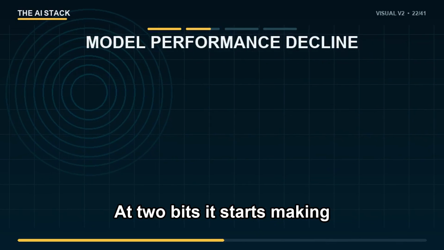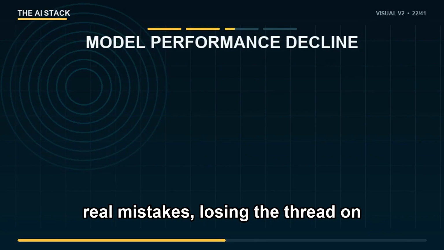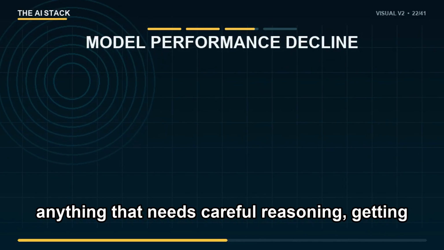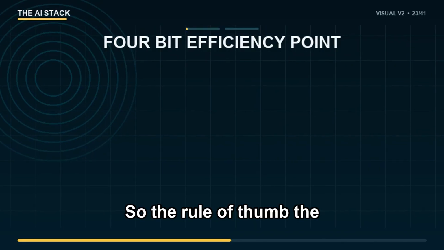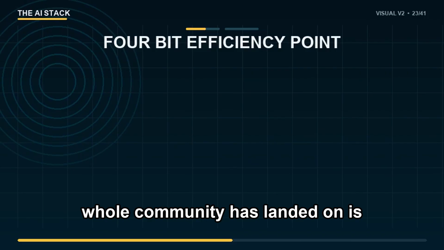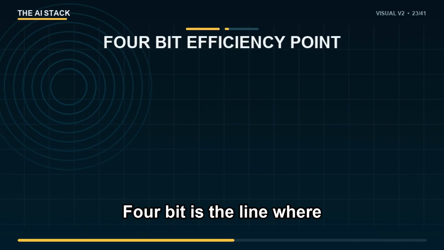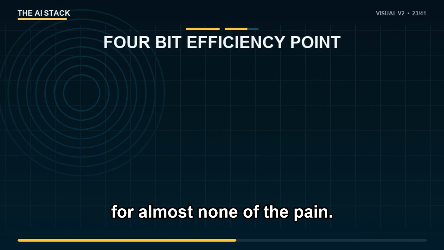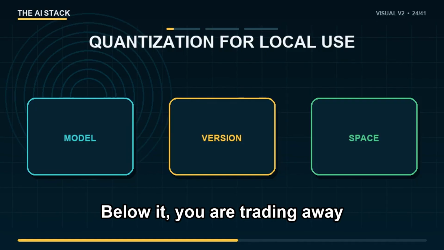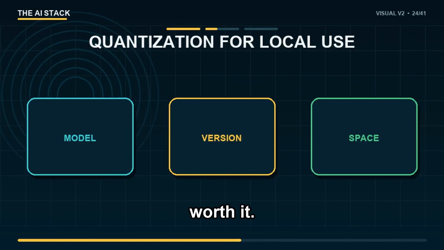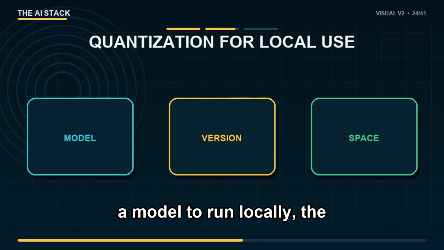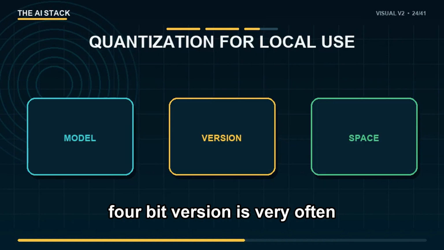At 2 bits, it starts making real mistakes, losing the thread on anything that needs careful reasoning, getting facts wrong, becoming visibly less sharp. So the rule of thumb the whole community has landed on is simple. 4-bit is the line where you get almost all the savings for almost none of the pain. Below it, you are trading away real intelligence for a little more space, and it is usually not worth it.